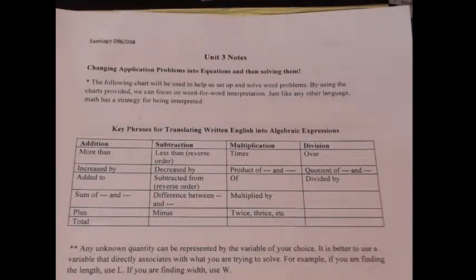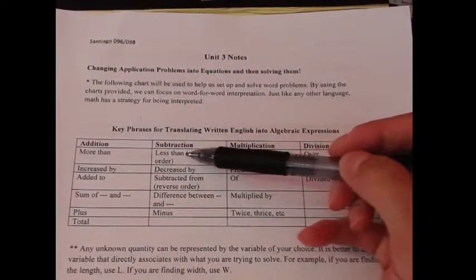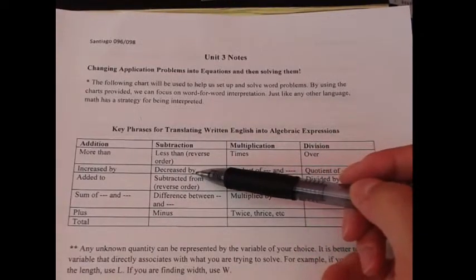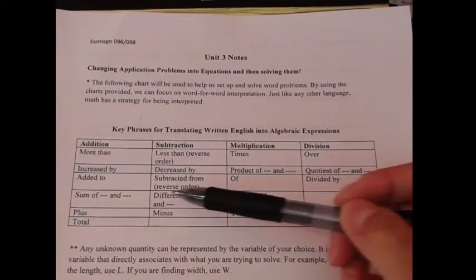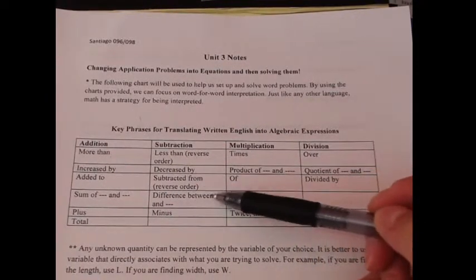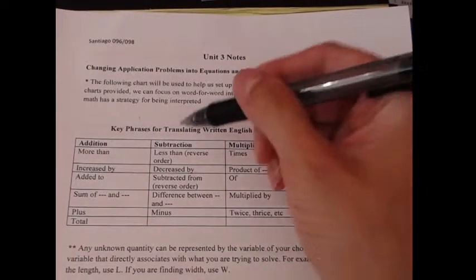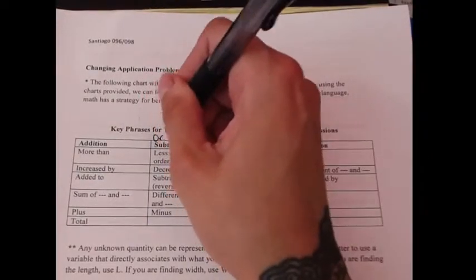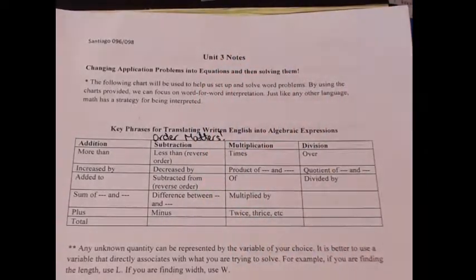When we look at subtraction, we have the phrases less than, decreased by, subtracted from, difference between the first term and the second term, or difference between the first expression and the second expression, and then minus. I will tell you that with subtraction, you really have to be careful because order matters. It definitely matters. I mean, think about it. 10 minus 2 is not the same as 2 minus 10. So subtraction is not commutative. So we want to be really, really careful with that.